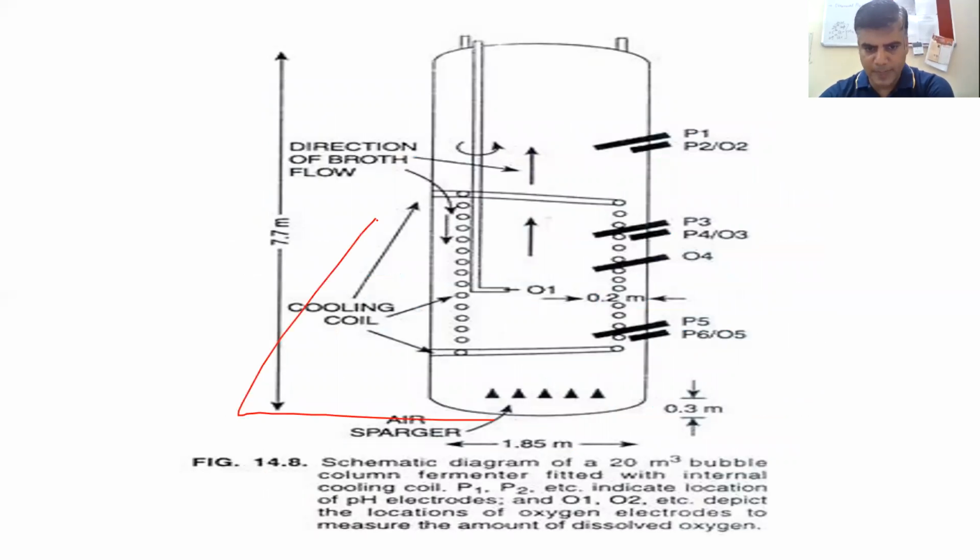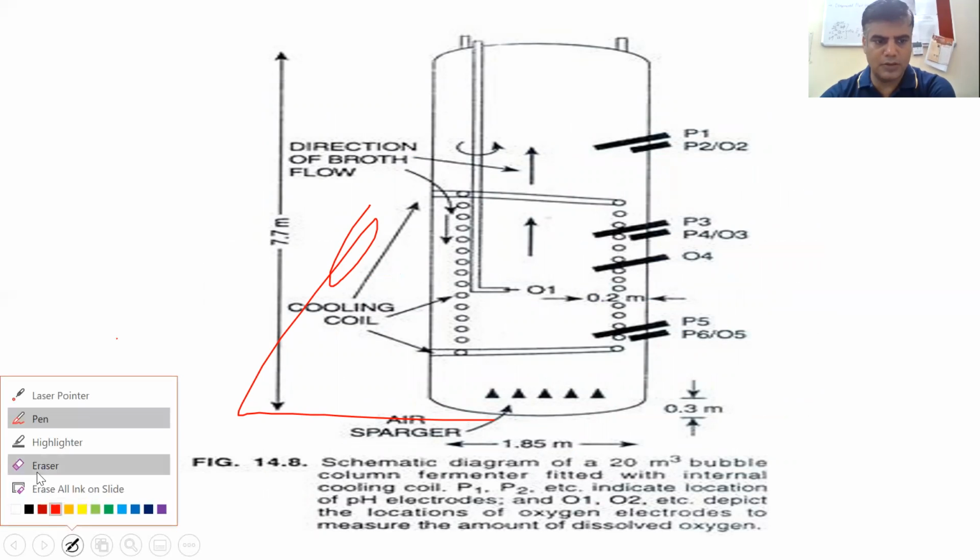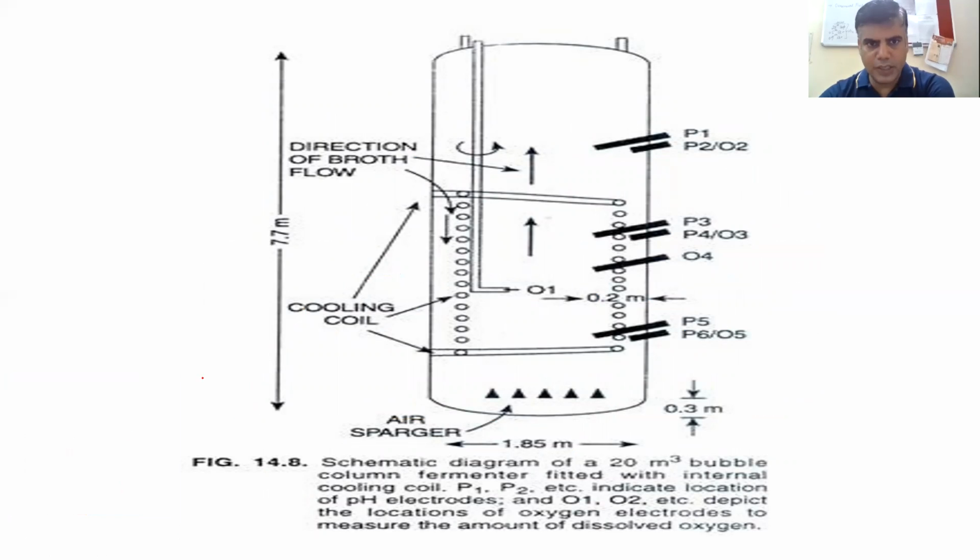So you can find different types of tower fermenters. This is a diagram of the bubble column fermenter fitted with an internal cooling coil. So this is the direction of broth flow, P2, oxygen, air spargers. P1, P2 indicate the location of the pH electrodes, O1, O2 indicate the location of the oxygen electrodes. So this is how the bubble column fermenter looks.